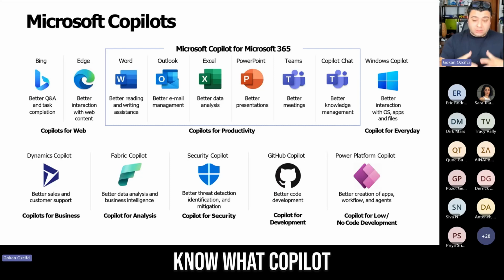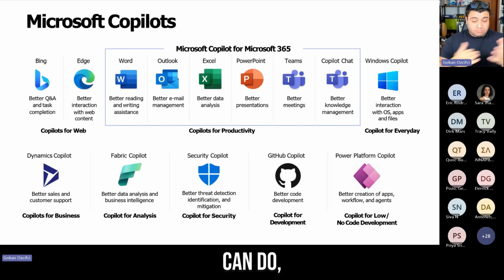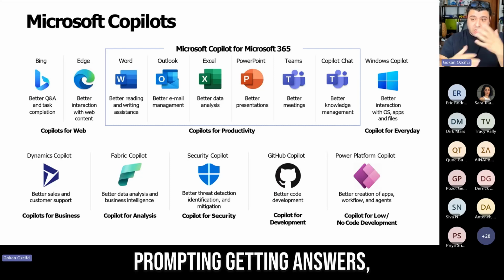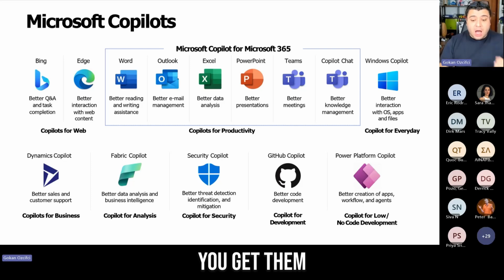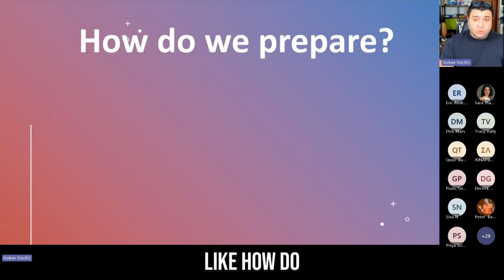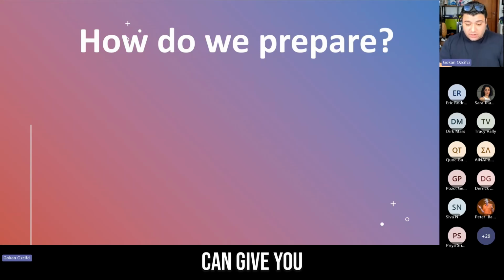Now that we know what Copilot can do, prompting, getting answers, in which tools you get them, how do we prepare? And that's a few slides more, and then we'll deep dive into the demo. Like, how do we prepare as an organization, and what are the tips I can give you in order to get the most of it?